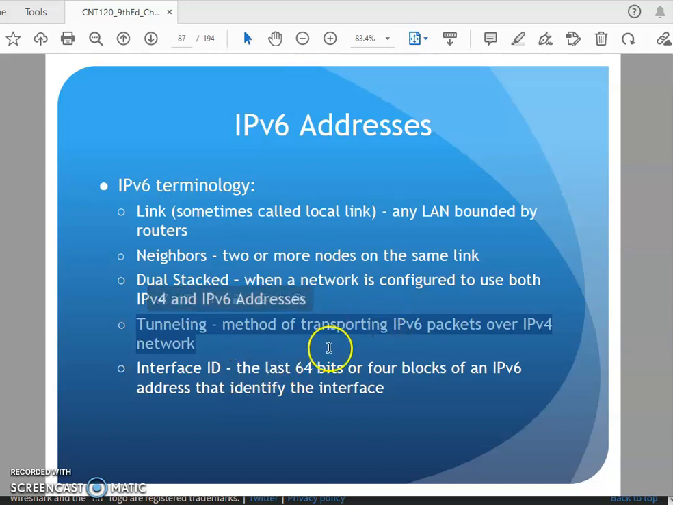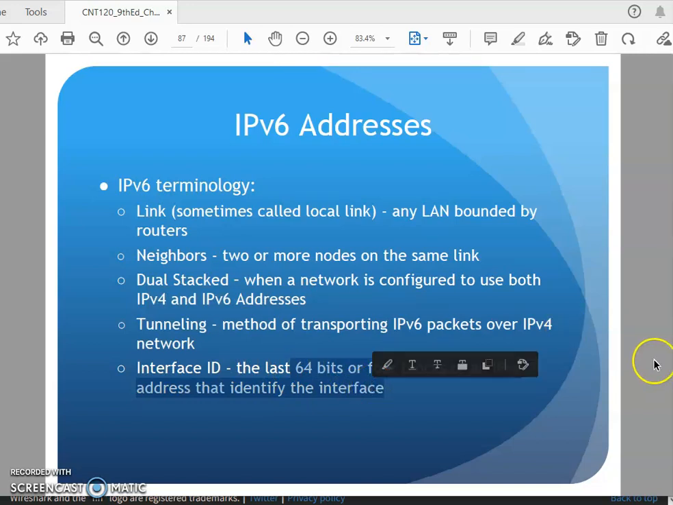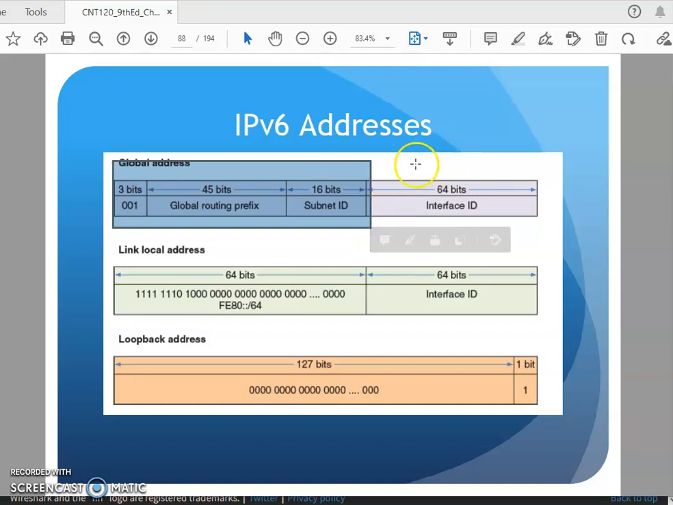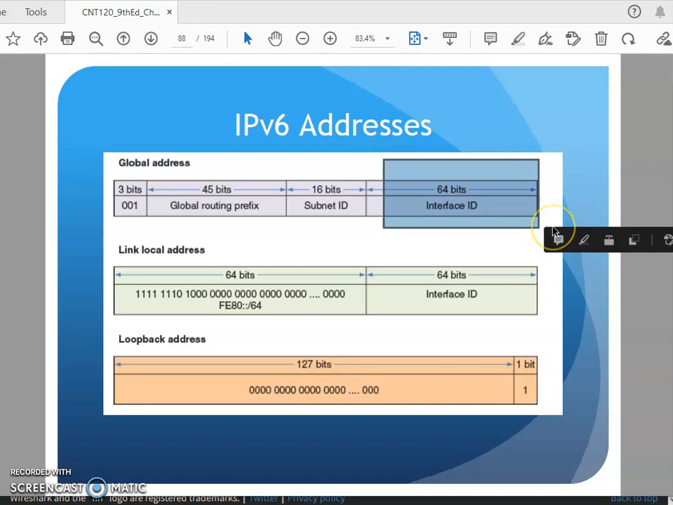The interface ID is the last 64 bits, or basically you can think of it almost as the host bits on the IP version 6 address. So right here, if I look at an IP version 6 address, here's a global, link local, and loopback. But if I look at roughly the first half over here, we could almost think of that as the network piece, as we were talking about with IP version 4. And the remaining 64 over here is basically the host, or the interface ID. That's roughly what it is.